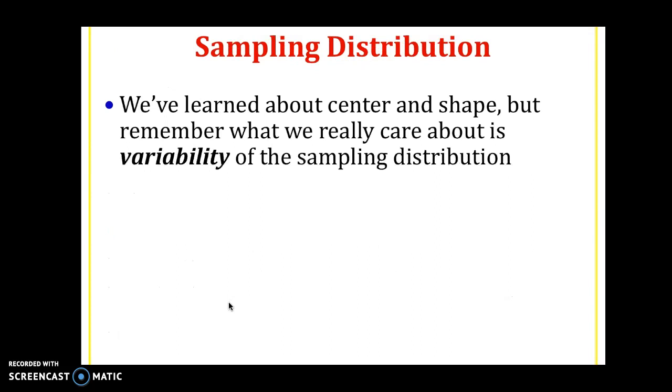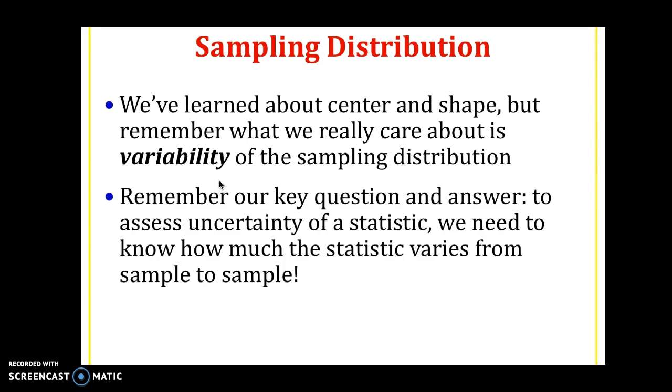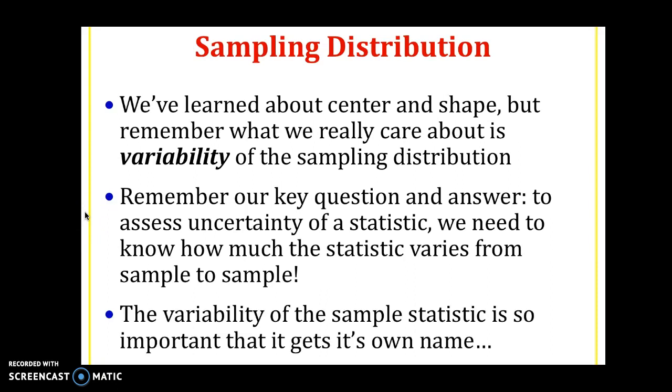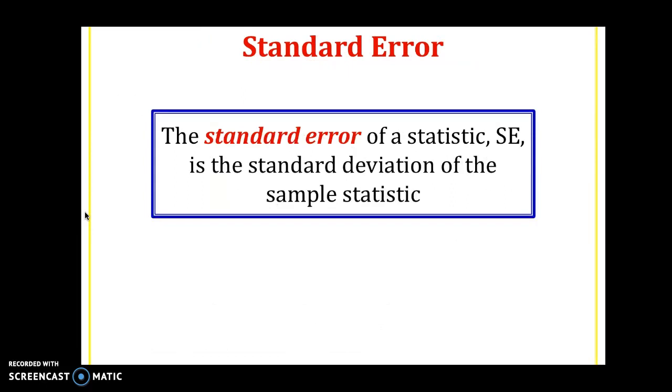So we've learned about center and shape, but what we really care about with these sampling distributions, this distribution of a whole bunch of different sample statistics, is the variability. How wide is it? How much variability is there in the distribution? Our key question and answer from this section is that we want to assess the uncertainty of a statistic. We want to know how much the statistic varies from sample to sample. This variability of the sample statistic from sample to sample gets its own name, and we call it standard error.